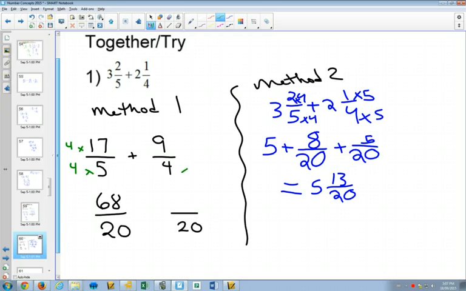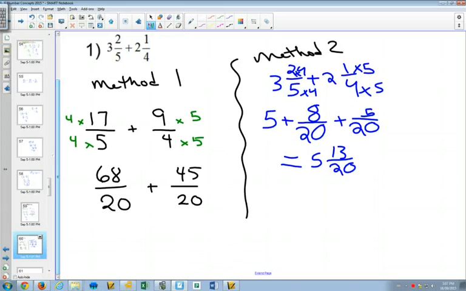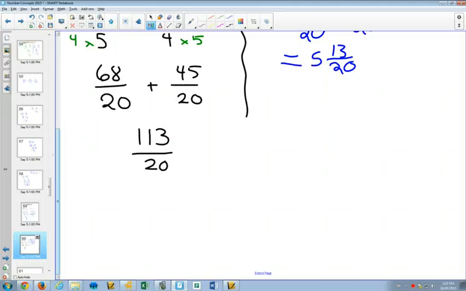Over here, my 4 gets multiplied by 5, so my 9 gets multiplied by 5. 9 times 5 is 45. I'm still adding, so I have 68 plus 45. That will give me 113 over 20. And if I'd like to write that as a mixed fraction, how many full 20s are there in 113? 5 20s would make 100. And how many left over? 13 20ths.